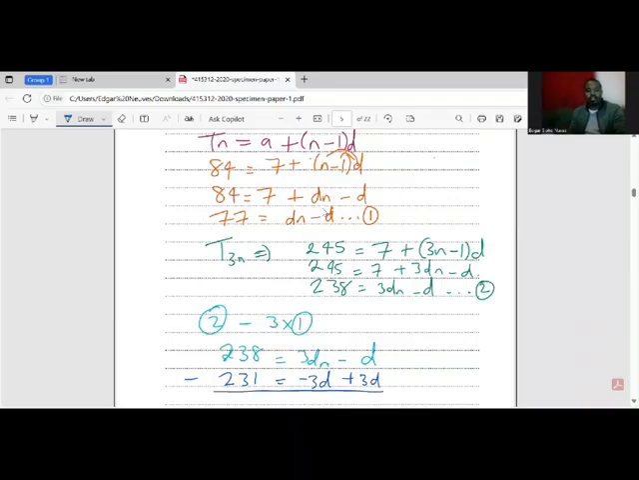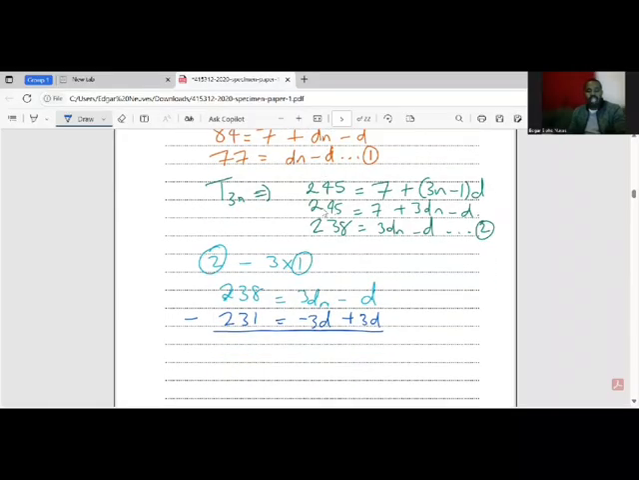Then I'm just going to combine these equations. 238 minus 231. I'm looking here on my paper because I've done this already just to save time in this lesson. This becomes 7. Then 3dn minus 3dn. The 3dn's cancel out. They are gone. Then negative d plus 3d. That gives you 2d. So now you divide both sides by 2. So d is 3.5.